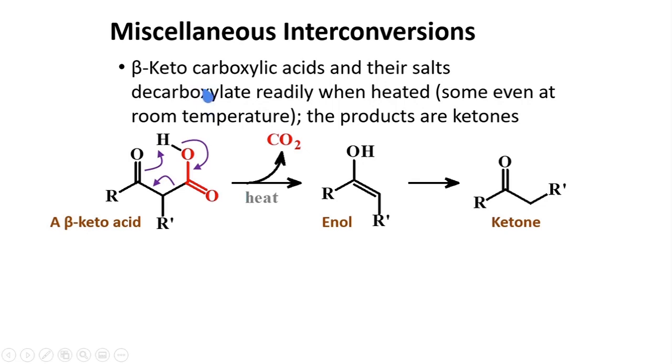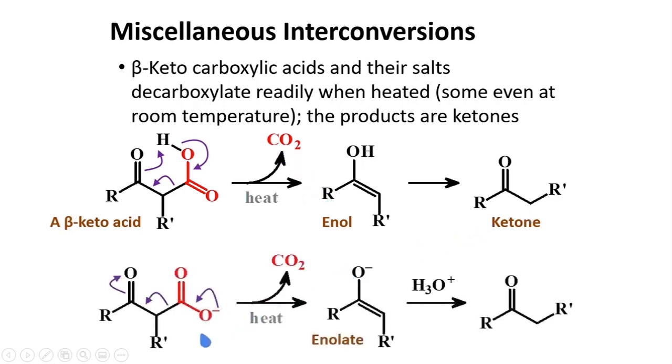Beta-ketocarboxylic acids and their salts decarboxylate readily when heated. The products are ketones. This reaction is favored because you form a gas. The reaction is pushed forward through Le Chatelier's principle. Here, this double bond takes this proton, and then a double bond to the carbon is formed here. This bond is broken to form your enol and the carbon dioxide. The enol readily tautomerizes to the ketone form.